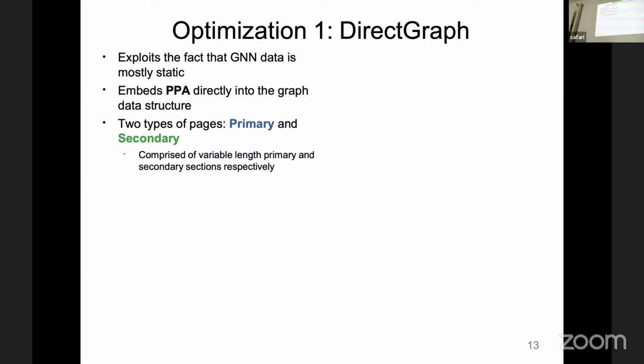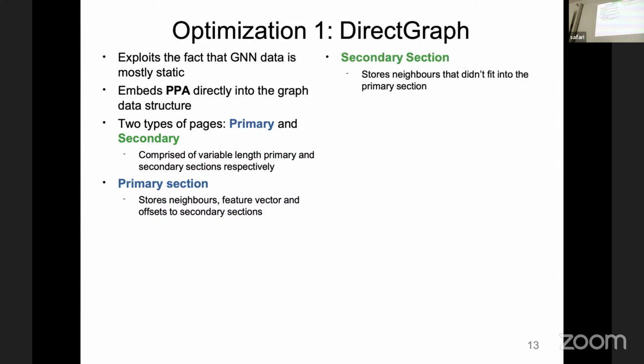The data structure is generally split up into primary and secondary pages, which are each also comprised of variable length sectors. The primary section stores metadata about the node itself, the feature vector, and also the length of the amount of degrees, basically, and also the neighbor offsets in the SSD. And if there's not enough space in the primary section, we can use a secondary section where we keep the rest of the neighboring nodes. And then the secondary section is referenced in the primary section.